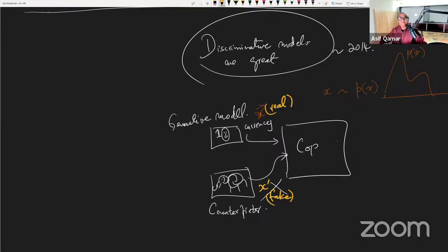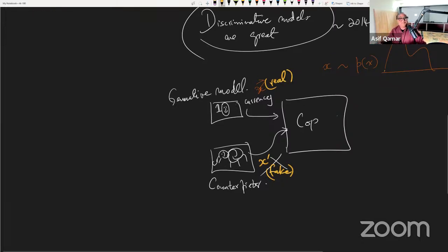Now, he hasn't seen the sample. He'll never be told what a dollar bill looks like. All he'll be told is whether the cop caught it. Are we together? In the beginning, he'll produce some junk. For example, he may just believe that it is made up of stars. Obviously, this will be rejected, isn't it? So the generator will turn out hopeless in the beginning, especially if the cop was already clever.